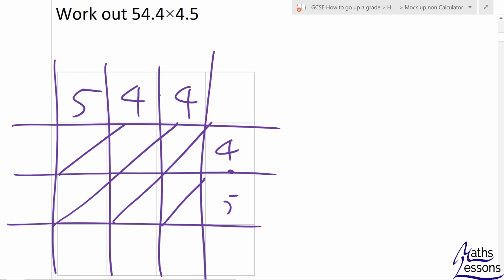If you do 4 times 4, you get 16. 4 times 5, you get 20. 4 times 4 is 16. 4 times 5 is 20. 5 times 4 is 20. 5 times 5 is 25. And then you just add up the columns.